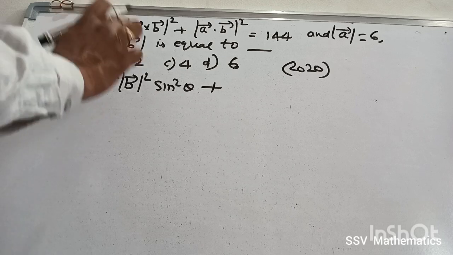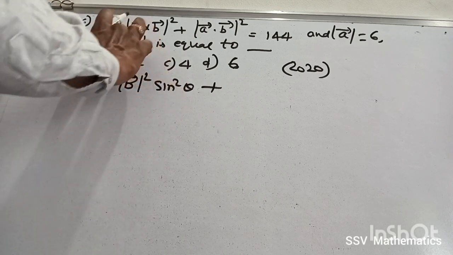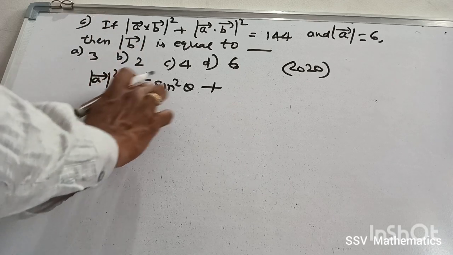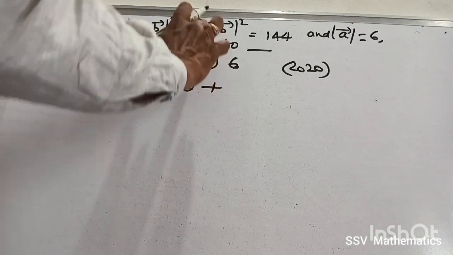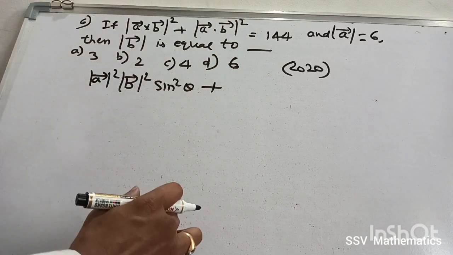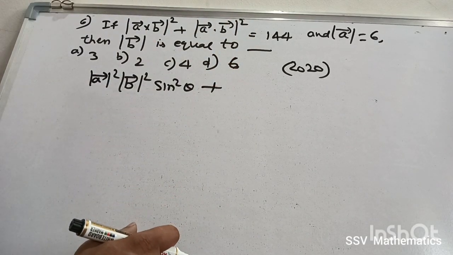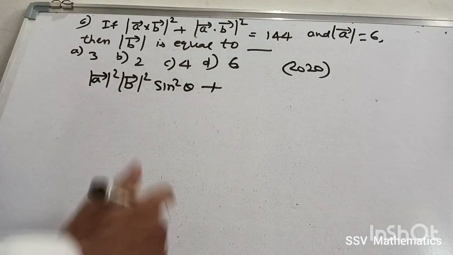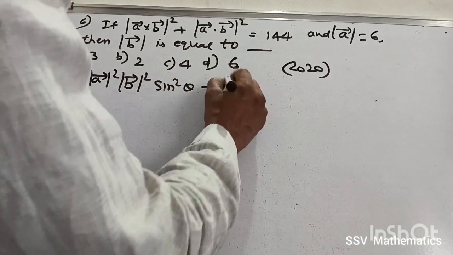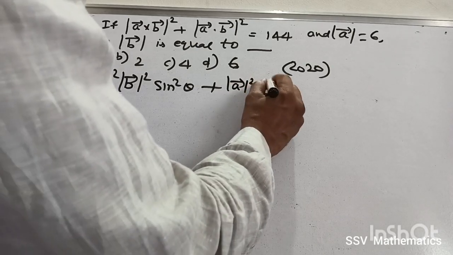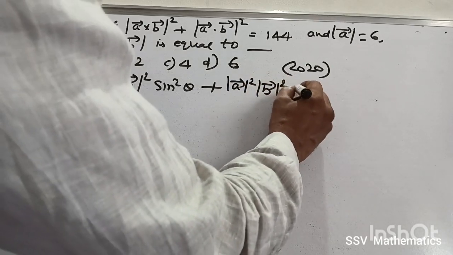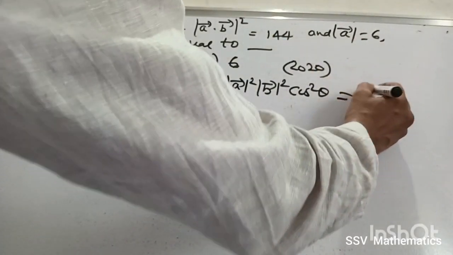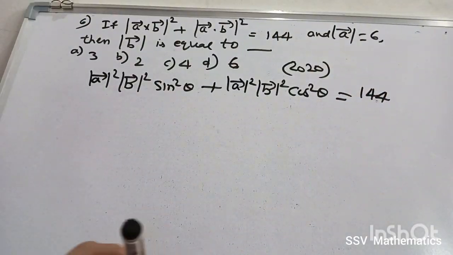So we know that from the definition of vector product or cross product, magnitude of A cross B is equal to magnitude of A into magnitude of B into sin theta, but here square is there. So therefore, magnitude of A square into magnitude of B square into sin square theta, plus next A dot B is magnitude of A into magnitude of B into cos theta, but here square is there. So magnitude of A square into magnitude of B square into cos square theta.